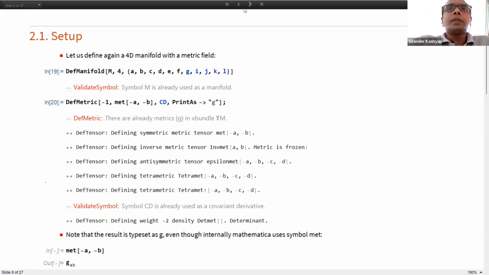Yeah. So ToCanonical essentially, for example, suppose, okay, let's do it right away. Let me give an example here only. Okay, I'll give the example and then we'll see. Let me do it right away. So let's define the manifold again.